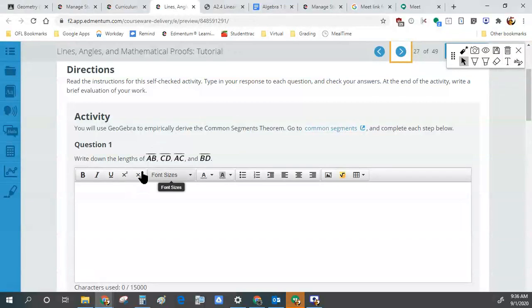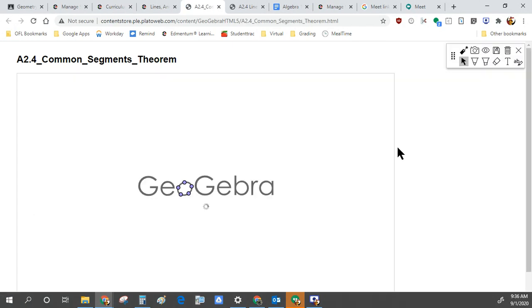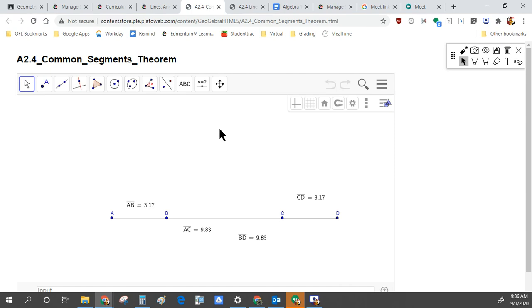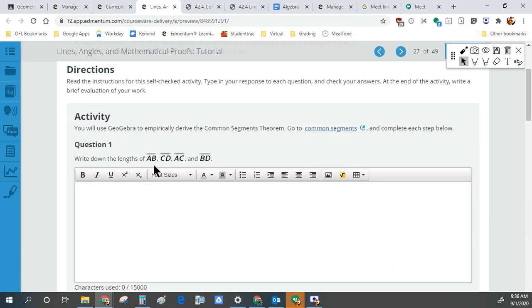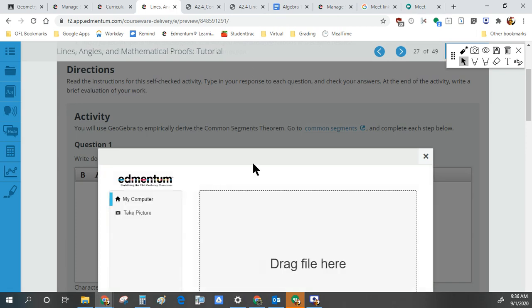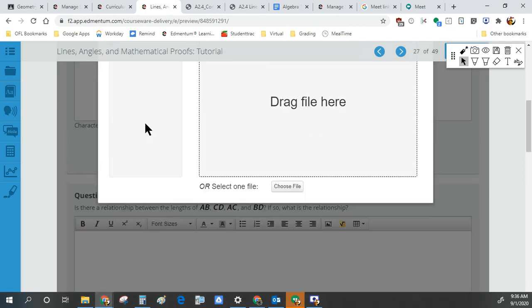So write down the lengths of A, B, C. So we're going to figure out these lengths. Wait till this shows up. And again, make sure you guys are saving your links and putting it in here. You can also put a picture in too. You would just insert a picture. There's several ways to do that.